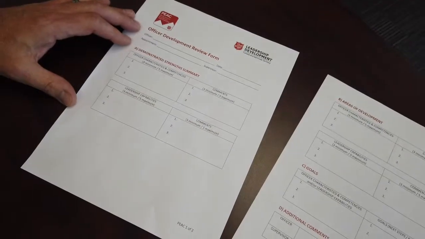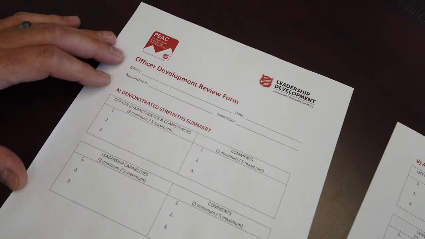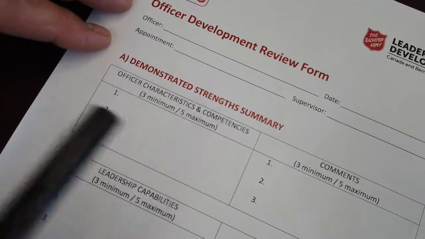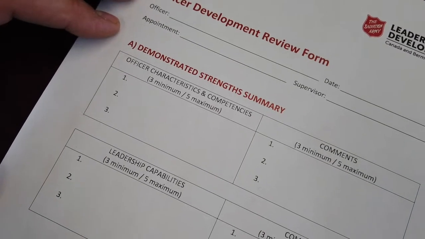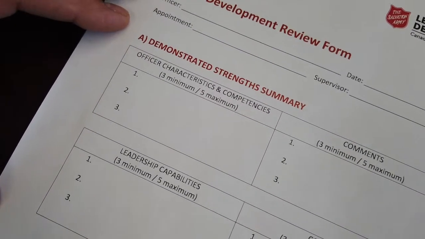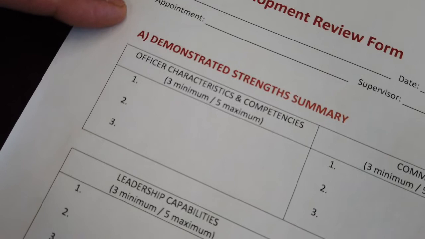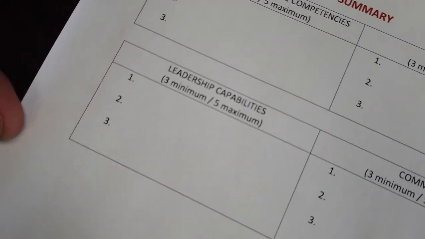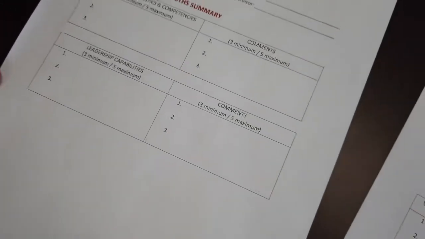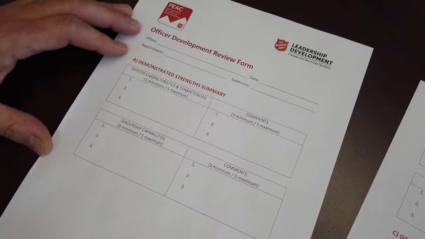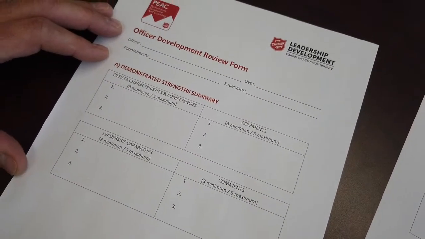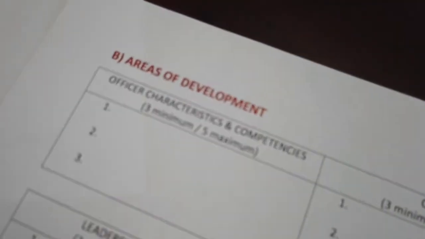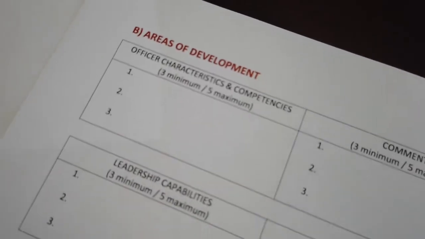The review form is a fillable form and is much shorter in length than the previous PEAC form. Page 1, Section A, requires a summary of officer strengths from both the Officer Characteristics Competencies section as well as the Leadership Capabilities section of the worksheet. There's only space for 3 strengths from each section, even though we acknowledge that there could be many more from each category. Page 2, Section B, seeks up to 3 areas of development from each of the same sections.